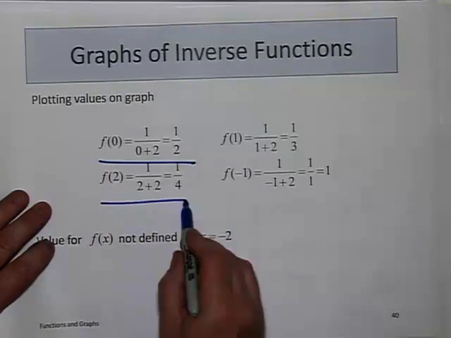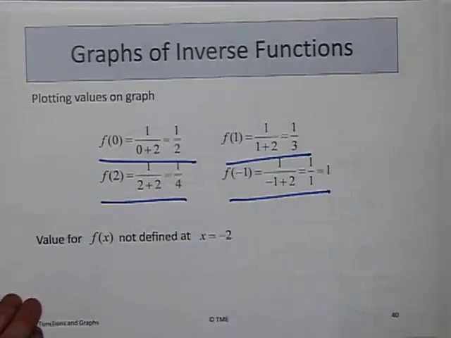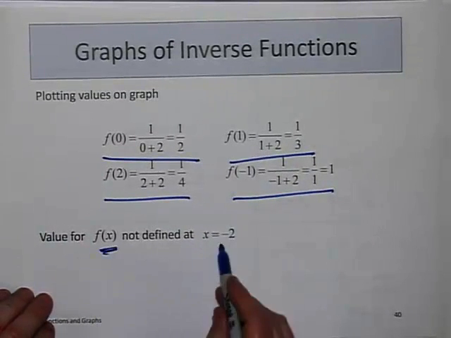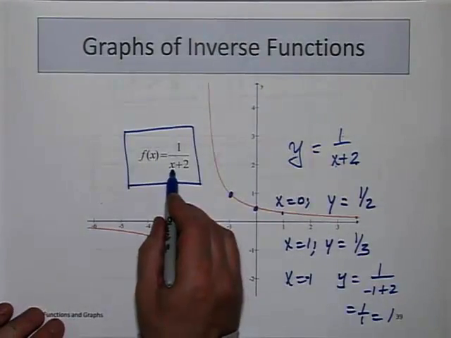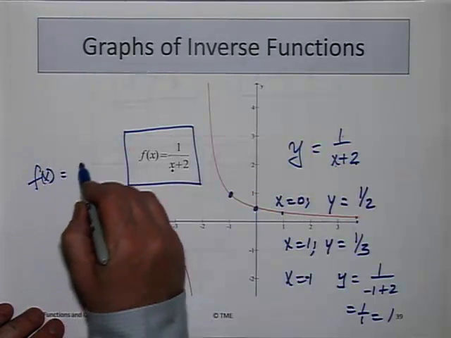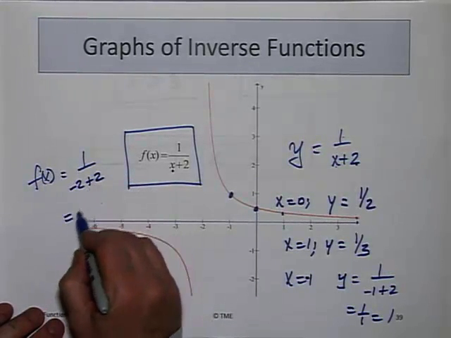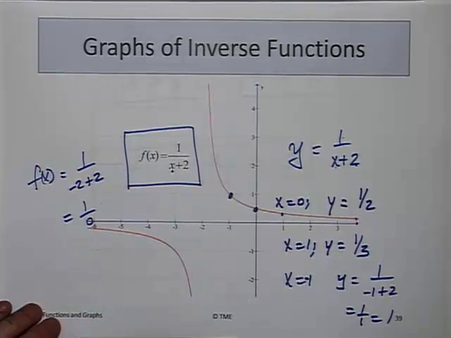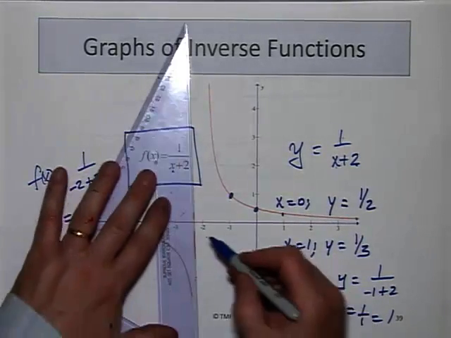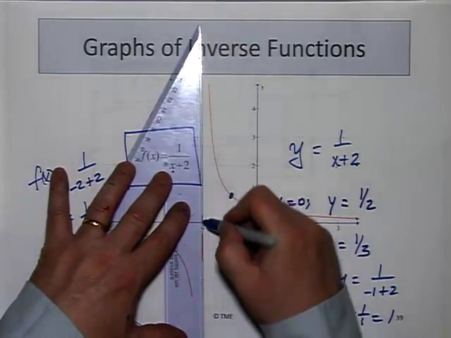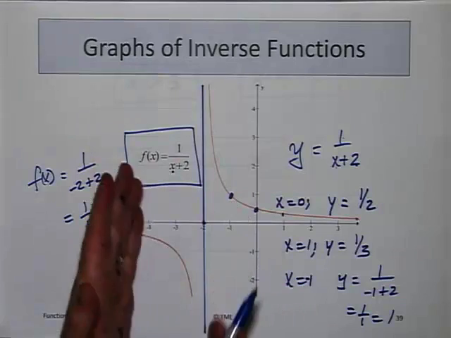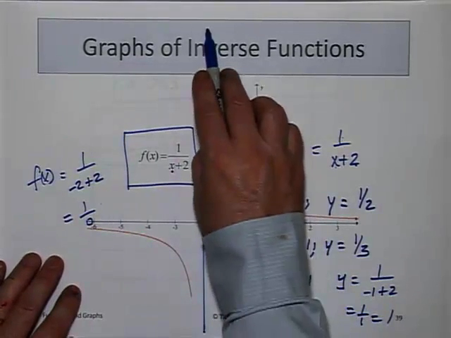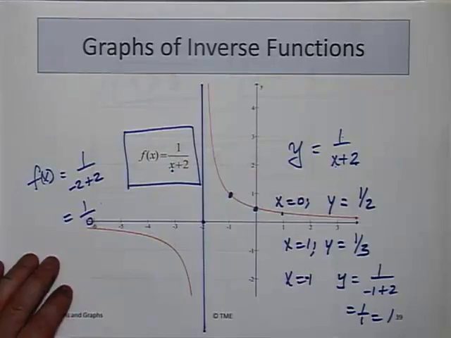So we can plot the values, and we say, what about f0, f2, f1, or f minus 1? We note that f of x is not defined at x equals minus 2. If we were to stick in minus 2 here, we'd get f of x is equal to 1 over minus 2 plus 2, which would be 1 over 0, and that's not defined. And you can see here that at minus 2, the red line doesn't touch it because it's going crazy. It's going to millions here and minus millions here.